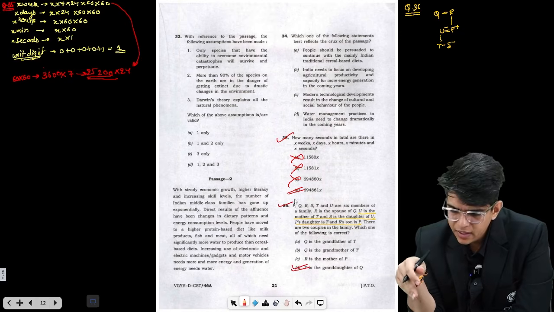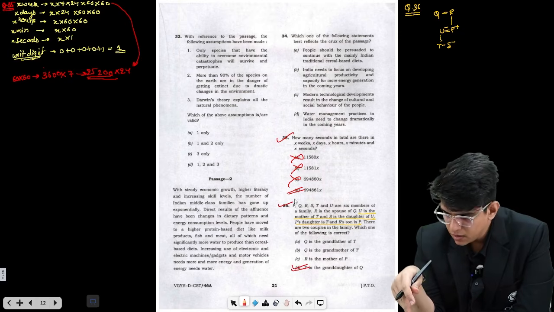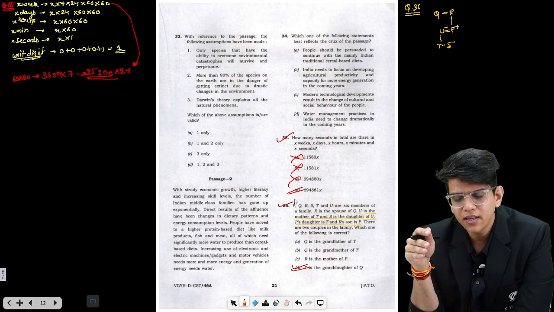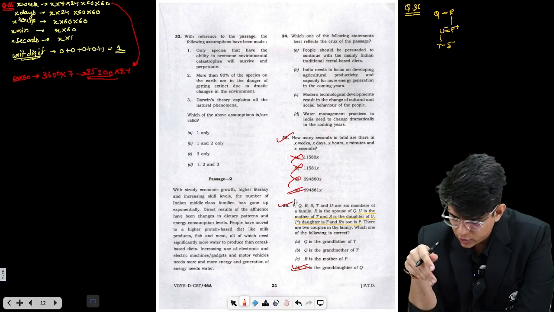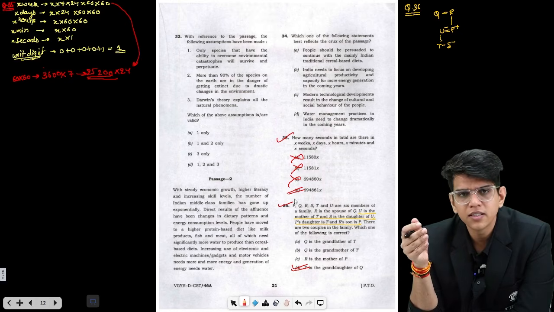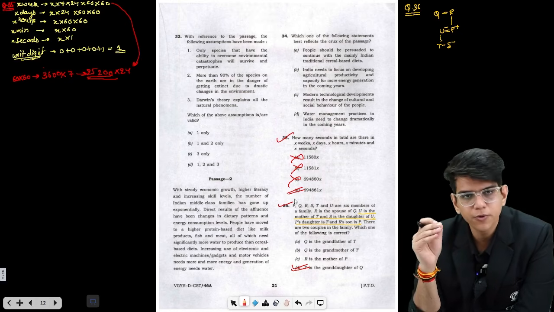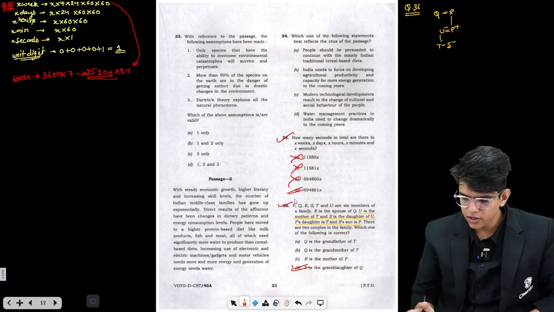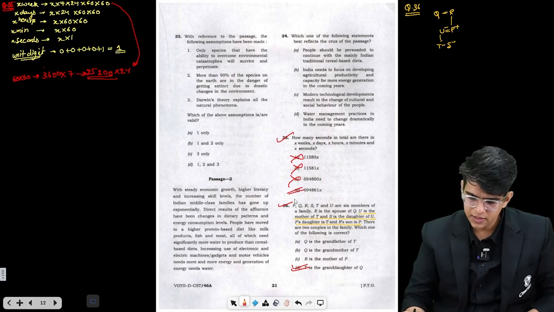Because in the blood relation diagram, you can't tell what the gender of Q and R is. Hence, you can't say Q is the grandfather, Q is the grandmother, R is the mother, right? You can't say, because you don't know the gender of Q and R. So the only thing you can say with surety is T is the granddaughter of Q. So question number 36 is done.